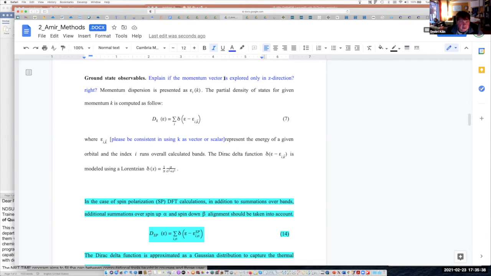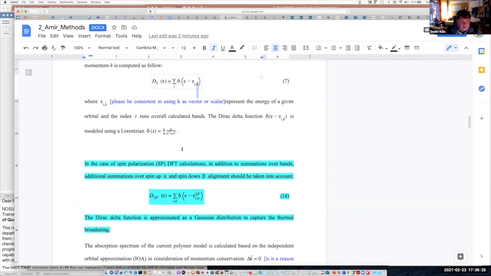I have an idea what you are doing in the paper, but if I read it for the first time, it's a little bit confusing with momentum or wave vector. From one equation to another, it changes from scalar to vector, and it is not clear whether you explore momentum dispersion in all 3 Cartesian directions or only in one, or in the z direction. So just try to be clear. Here you have d sub k, and here you have e sub k vector. The picky reviewer will pick it. Okay, I will check that.